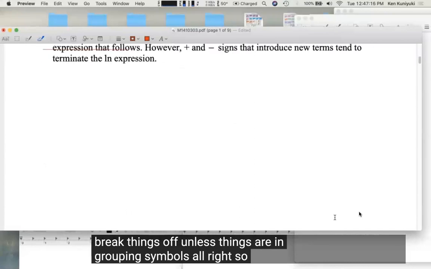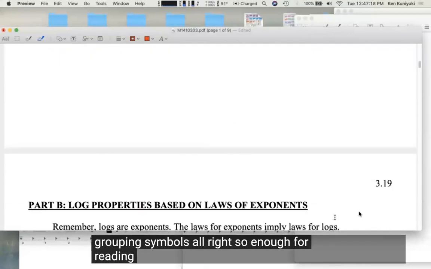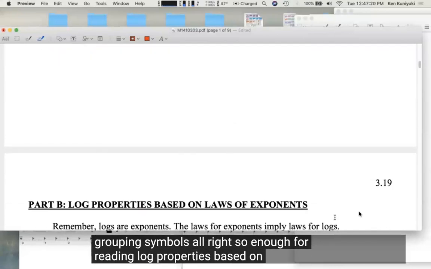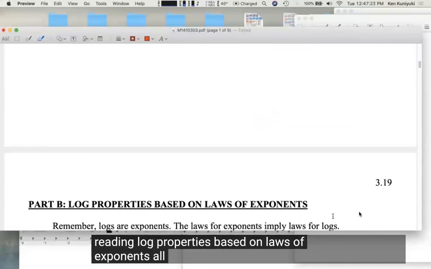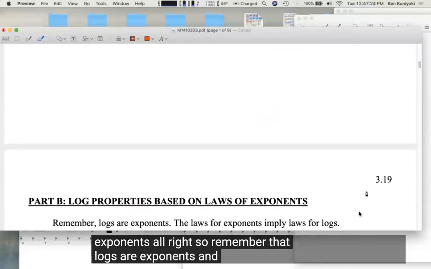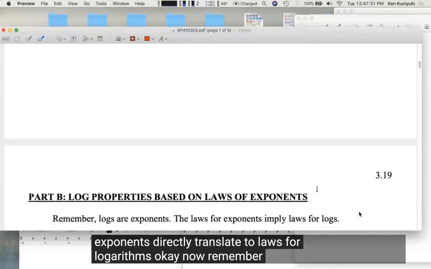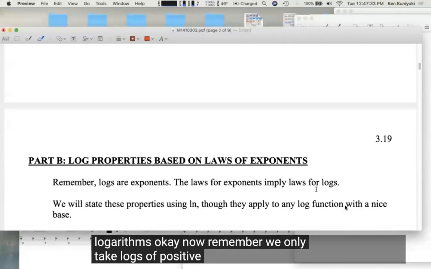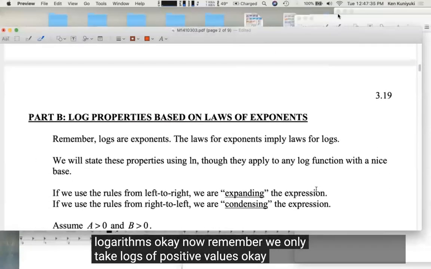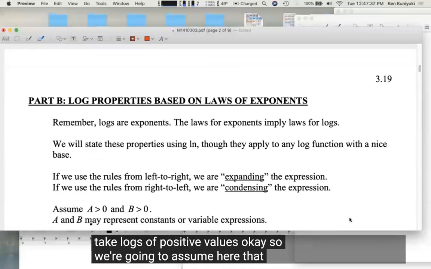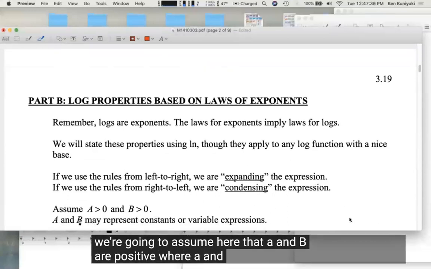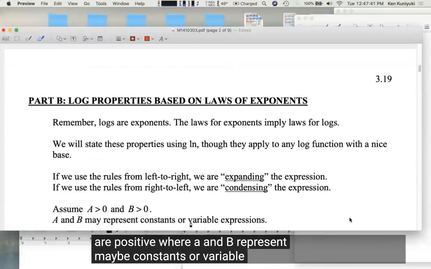All right, so enough for reading. Log properties based on laws of exponents. Remember that logs are exponents, and the laws of exponents directly translate to laws for logarithms. Now remember, we only take logs of positive values. So we're going to assume here that A and B are positive, where A and B represent maybe constants or variable expressions.